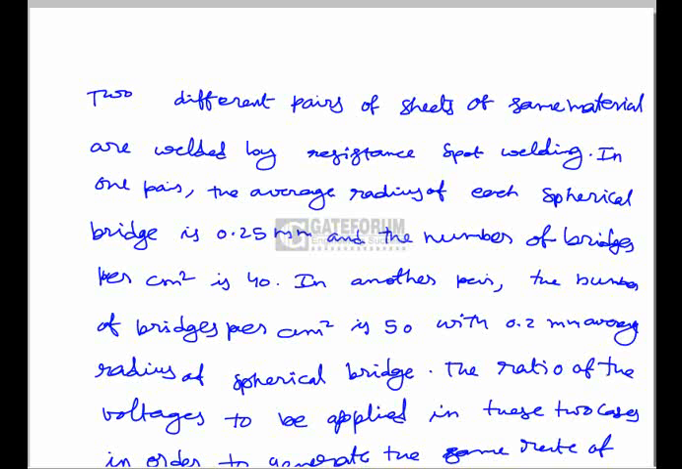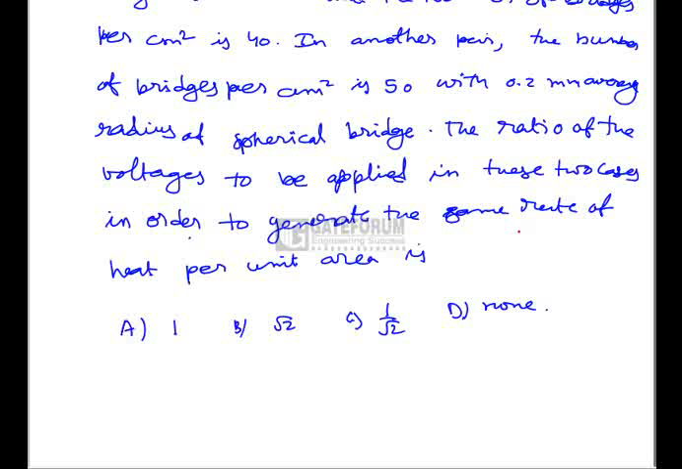Two different pairs of sheets of the same material are welded by resistance spot welding. In one pair, the average radius of each spherical bridge is 0.25 mm and the number of bridges per centimeter square is 40. In another pair, the number of bridges per centimeter square is 50 with 0.2 mm average radius of spherical bridge. The ratio of the voltage to be applied in these two cases in order to generate the same rate of heat per unit area is, here the options are 1, root 2, 1 by root 2, and none of these.